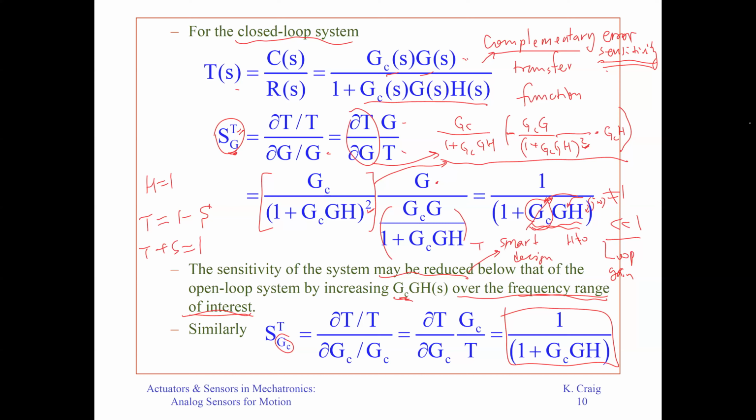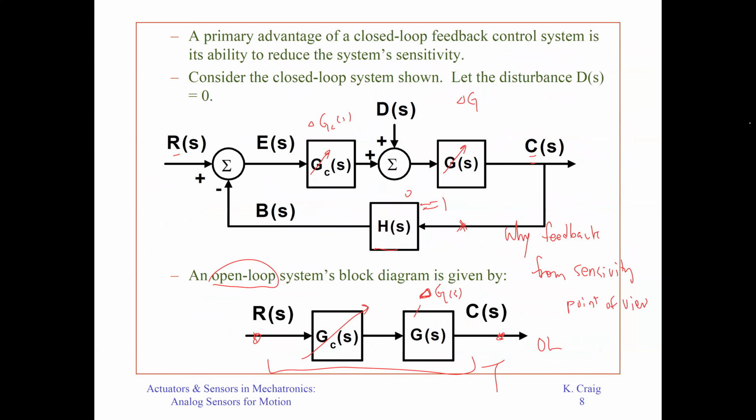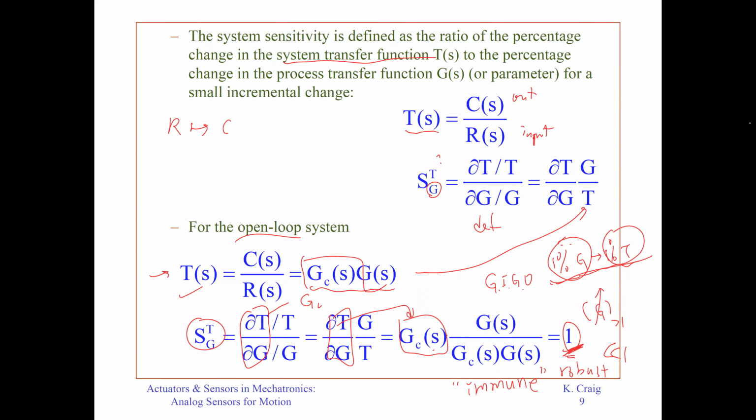So in other words, with closed loop, we ask the question, why feedback? You have a handle you can grasp and try to change the sensitivity of the system. So this is great. You have a way, or you have control over it. What is it? It is the sensitivity. It is robustness to the changes, both in G and in GC. Make sense? So that's the good news.